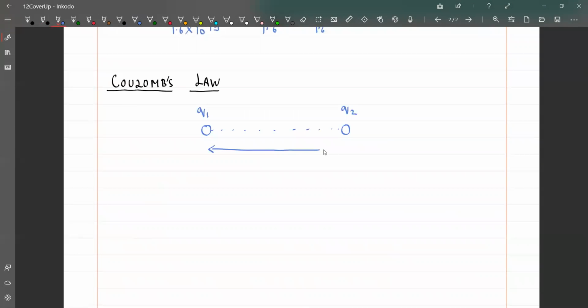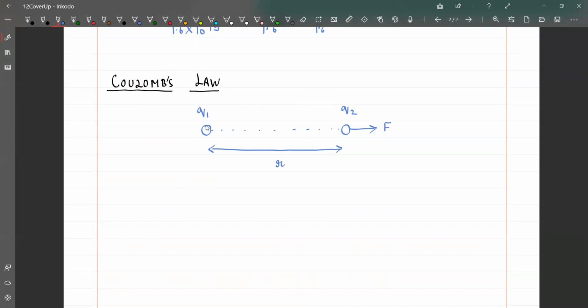Next, after studying charges, we want to understand how charges interact with each other. And we know that charges interact with each other by applying forces on each other. For that, we have a single law, known as Coulomb's law. Coulomb's law says that if there are two charges, Q1 and Q2, separated by a distance r, then these charges will apply force on each other.